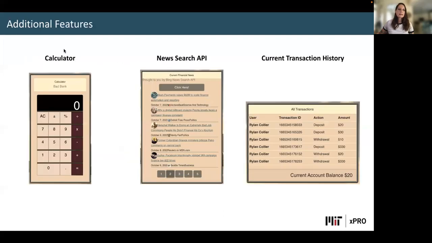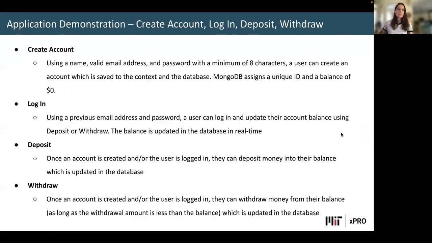So my additional features, I included a calculator card where the user can add, subtract, multiply, whatever they would like. I included a new search API, which has pagination. And then I also did current transaction history just so that the user can see what they do during the transaction. In the future, I'd want to save that to the database so the user can view his actions in the past as well.